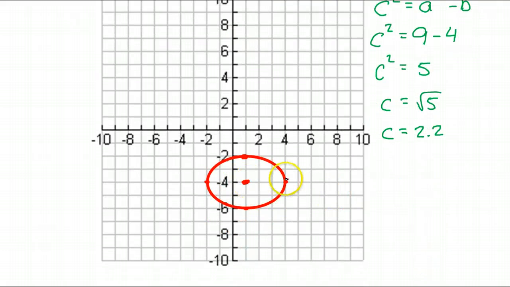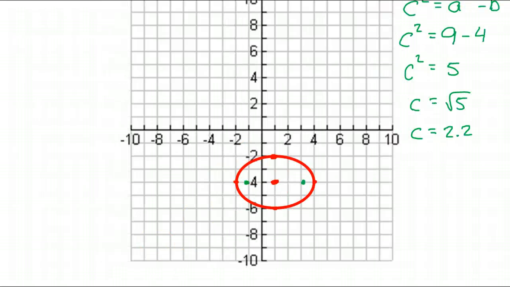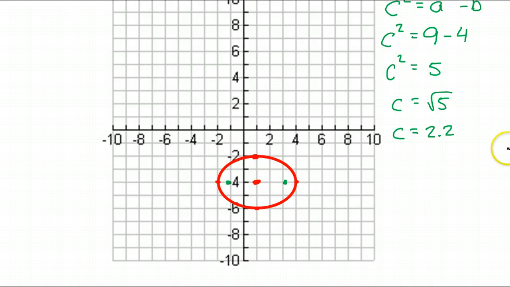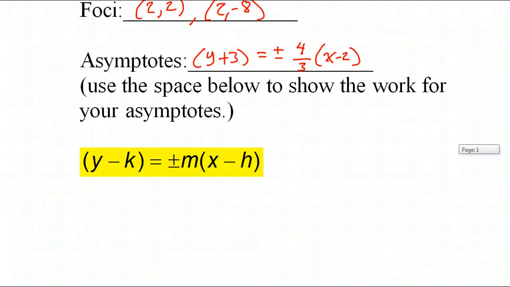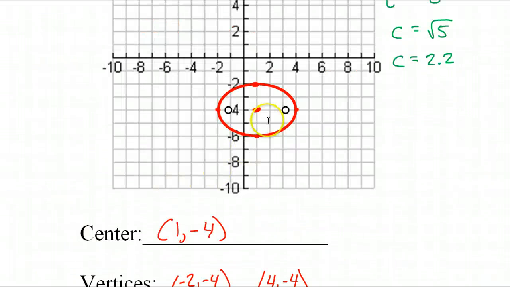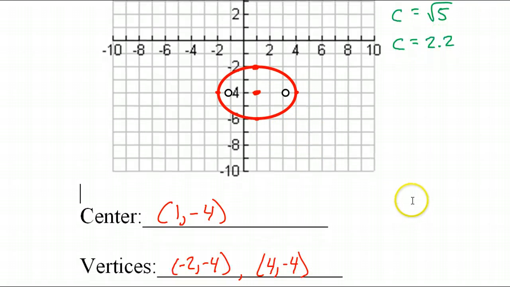Okay, so this C value is the distance from the center. I start from the center and go over 2 and change. That means I'm going to have a focus here and a focus there. I wonder if I can get those little circles from the other page. Yeah, these little white circles here are the foci.